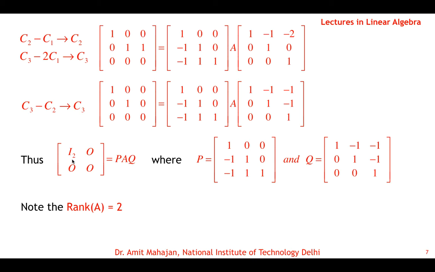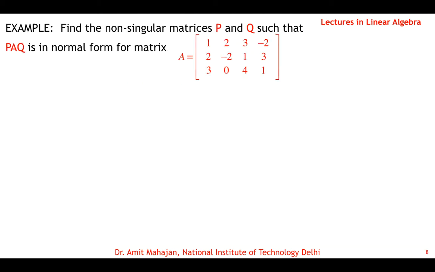and from here you can see that because we get I2, the rank of matrix A is 2. Okay, so we started with the matrix A which is a 3 by 3 and rank is 2, so clearly the matrix A is not invertible here. Okay, so P and Q are non-singular, but A is a non-invertible matrix and rank of A is 2. Okay, so let us take another example.